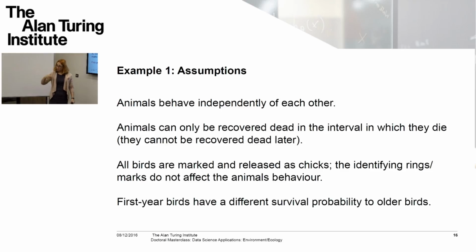That can be relaxed, but of course different assumptions will change the statistical model. We also assume, for example, that a bird doesn't lose its ring unless it has died. So you can't find a ring, for example, of a bird that hasn't died.